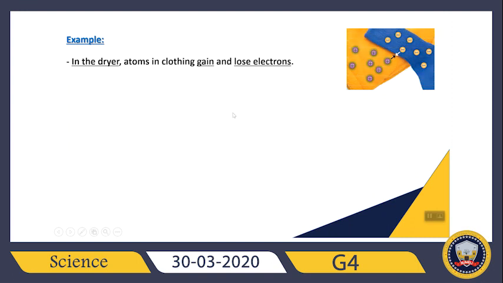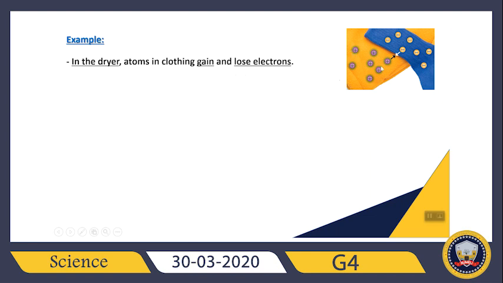For example, in the dryer, you know the dryer? After washing our clothes, we put them in the dryer to get them dry, right? Sometimes when we take the clothes out from the dryer, they are sticking together. For example, like this t-shirt and this sock. Why? Here is the question. Because in the dryer, atoms in clothing gain and lose electrons while the clothes are revolving inside it.